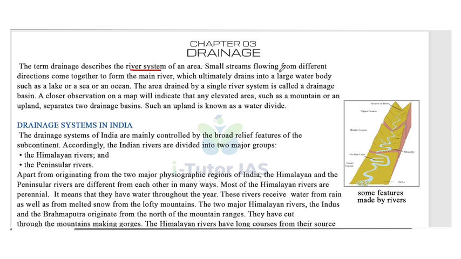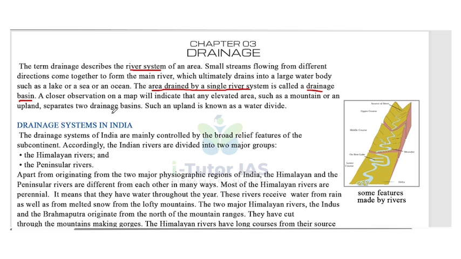Small streams flowing from different directions come together to form the main river, which ultimately drains into a large water body such as a lake or a sea or an ocean. The area drained by a single river system is called a drainage basin.